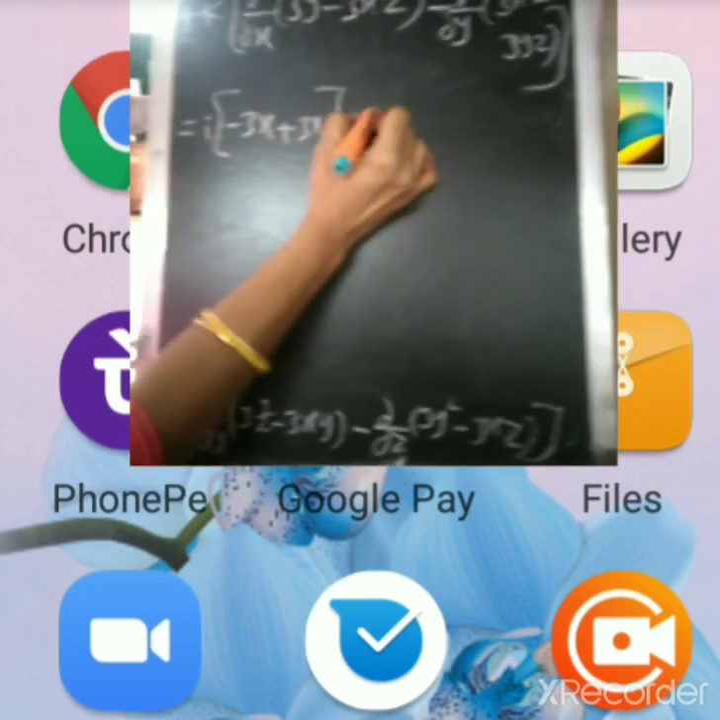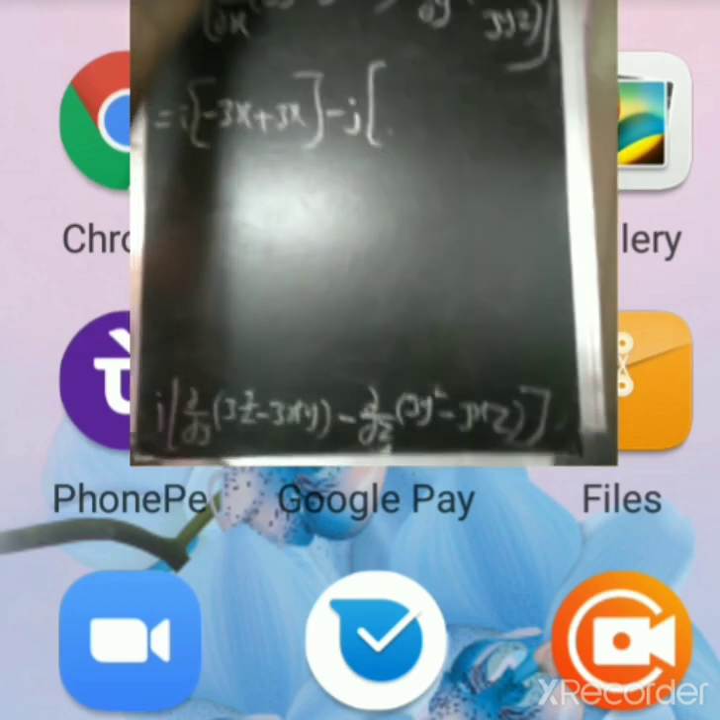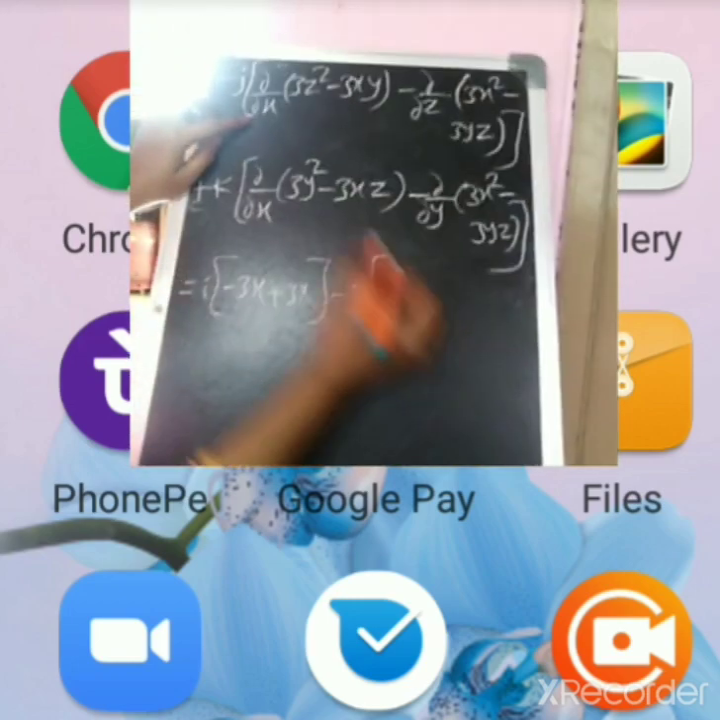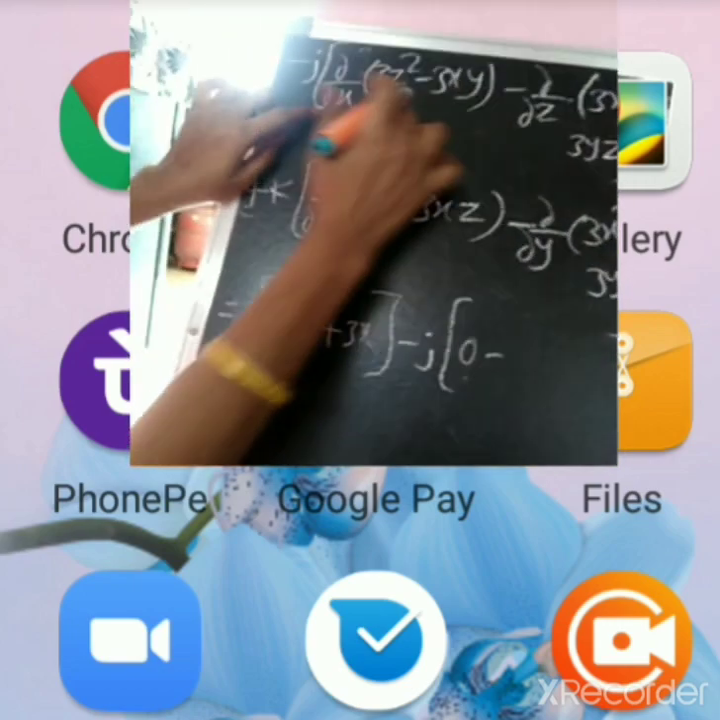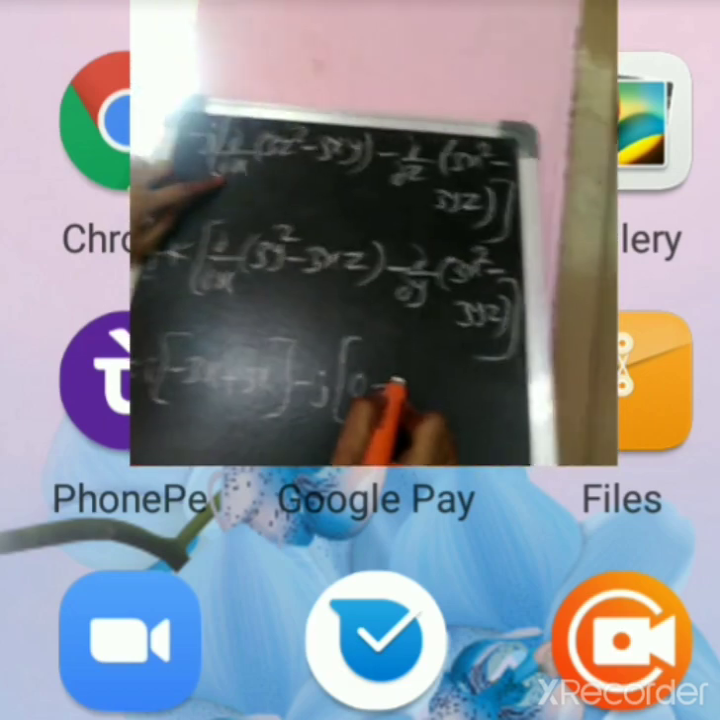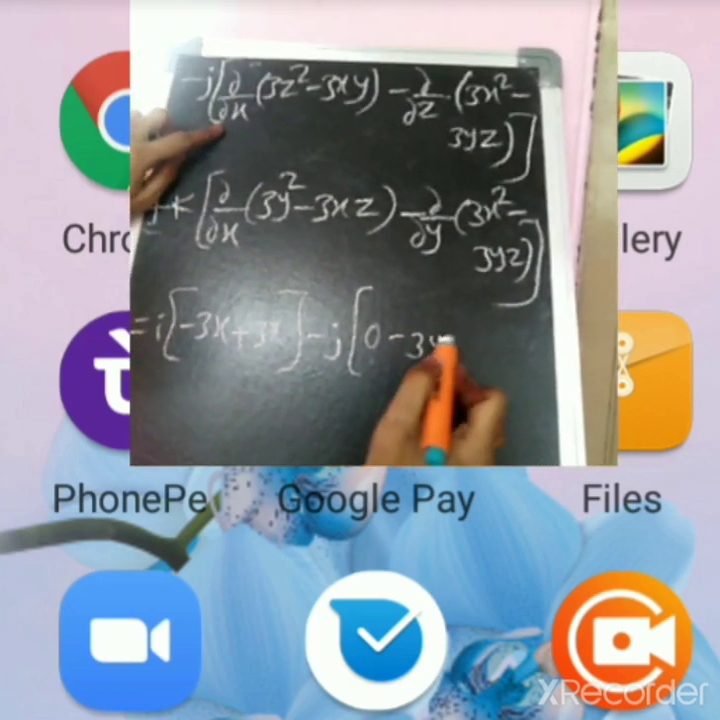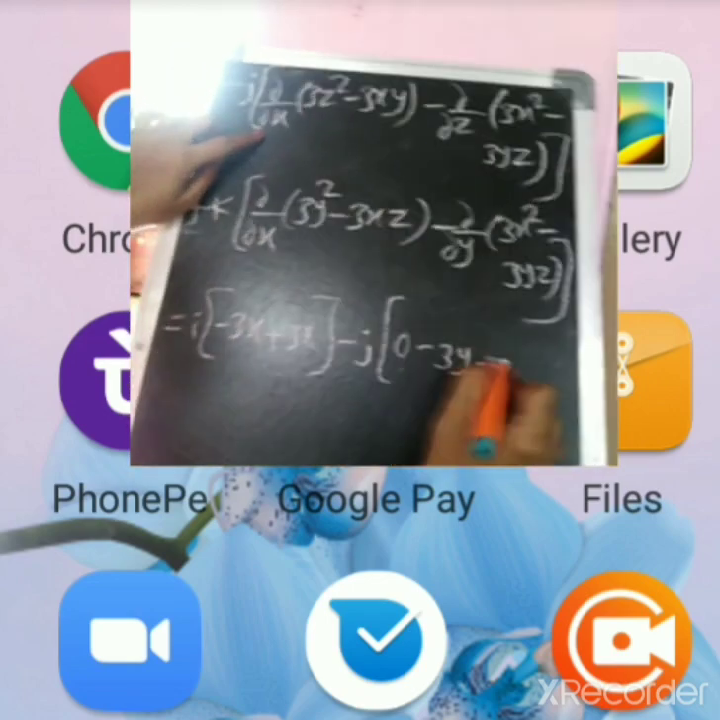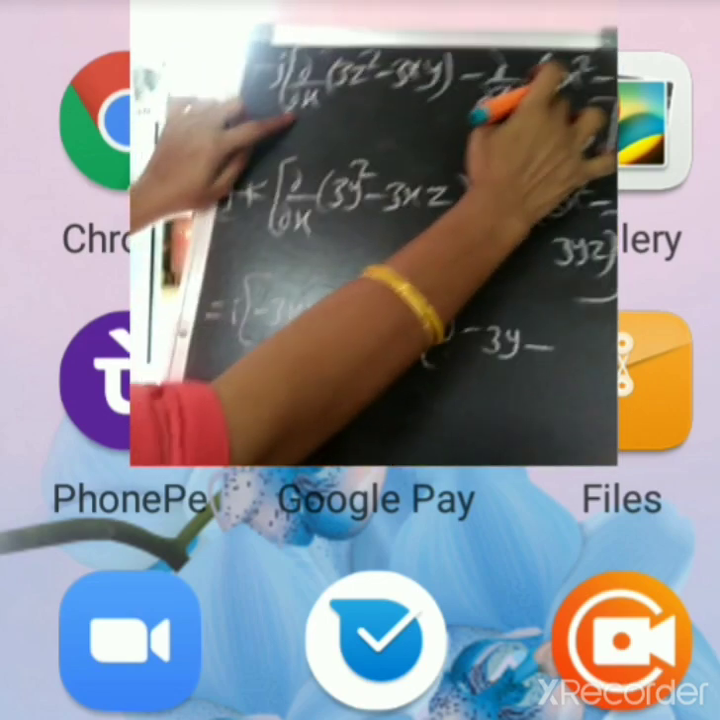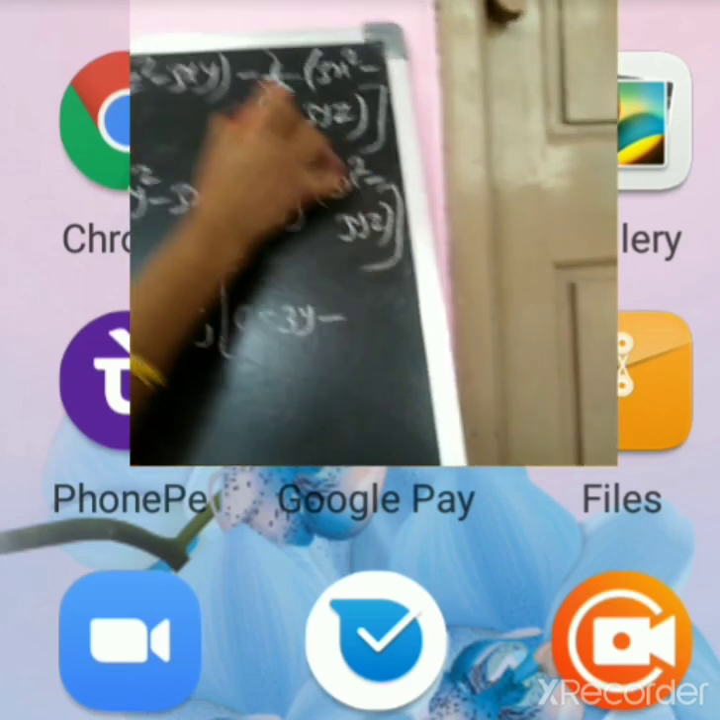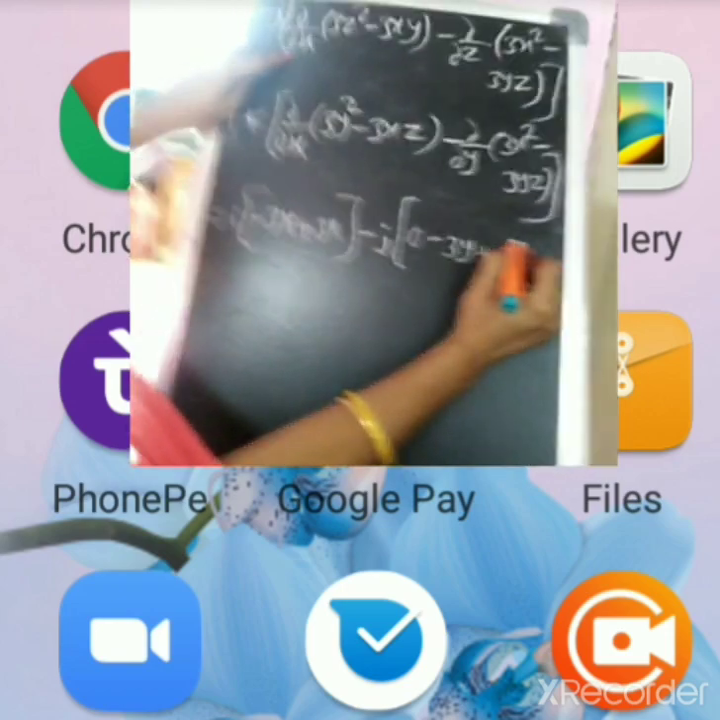Next minus j into, with respect to x, 3z square is 0 minus 3xy. With respect to x it is 1, so minus 3y. Next minus ∂/∂z of 3x square: here 3x square is 0, and with respect to z minus 3yz gives minus 3y. So minus and this minus is plus, so plus 3y.